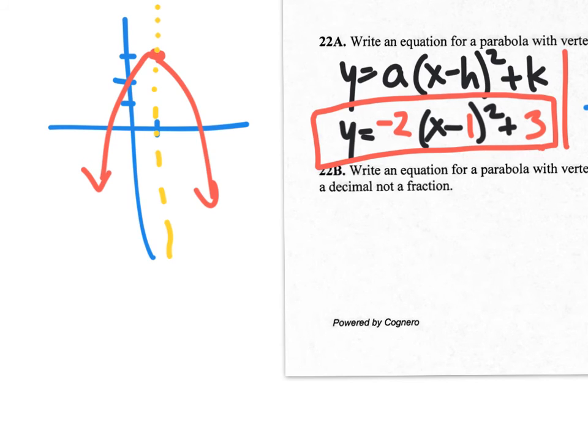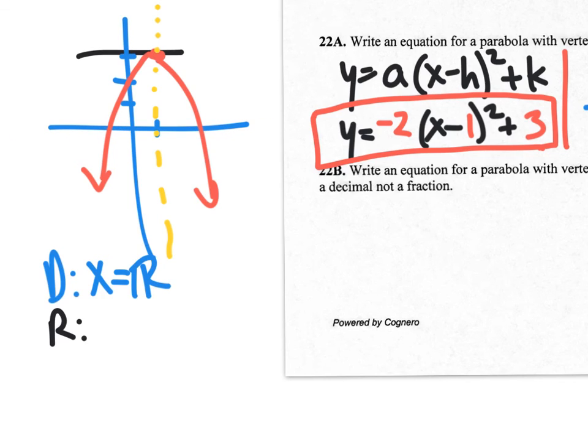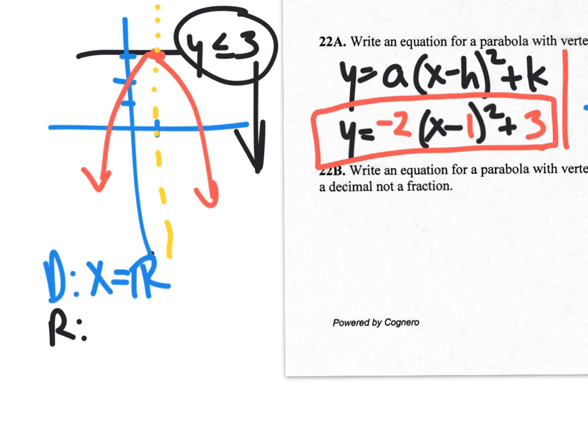The domain would be all real numbers for x, and the range, so let me write that down, the domain would be x equals all real numbers, because it really does go in both directions forever. And the range would be y is less than or equal to 3, because it's all below the y value of 3. So that'd be the range, that'd be the domain. Anyways, that's all extra info.